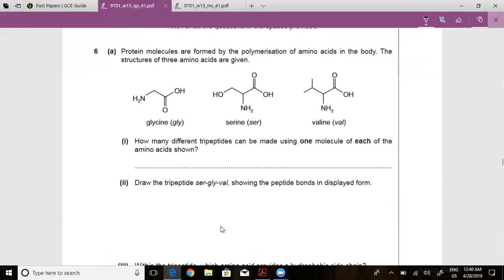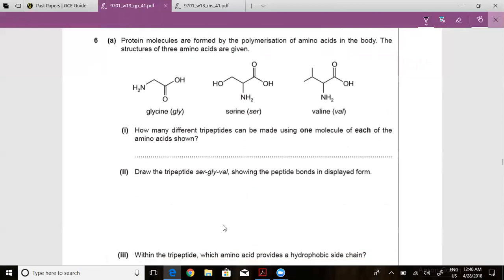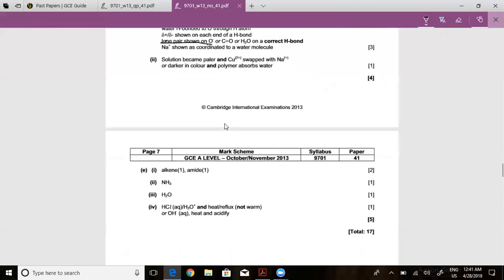Okay, we go into proteins. How many different tripeptides can be made using one molecule of each of the? Okay, so you need 3 options for the first, 3 options for the second, so 9, okay? Okay, let me check before I say something. Okay, yeah, you can form gly, val. Like you have 3 options for the first, 3 options for the second, 3 options for the third. You get 27. Because all of them have an amine as well as the carboxylic acid, so they can really form whichever way.